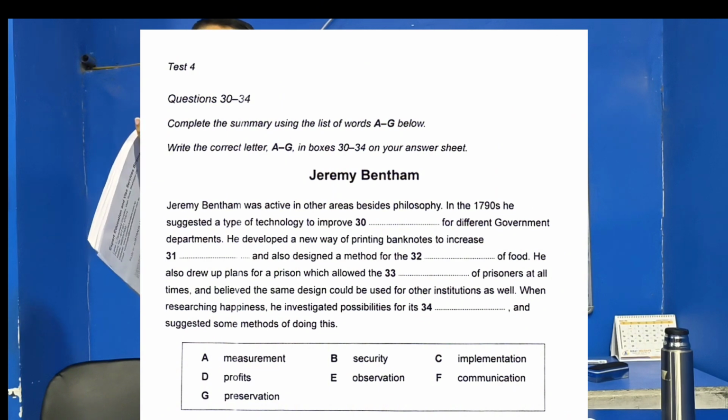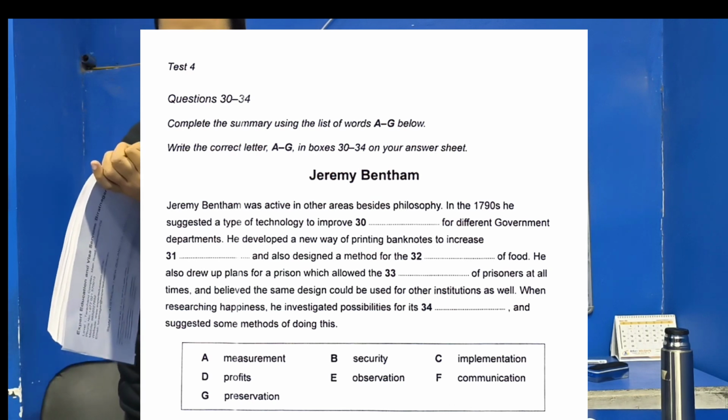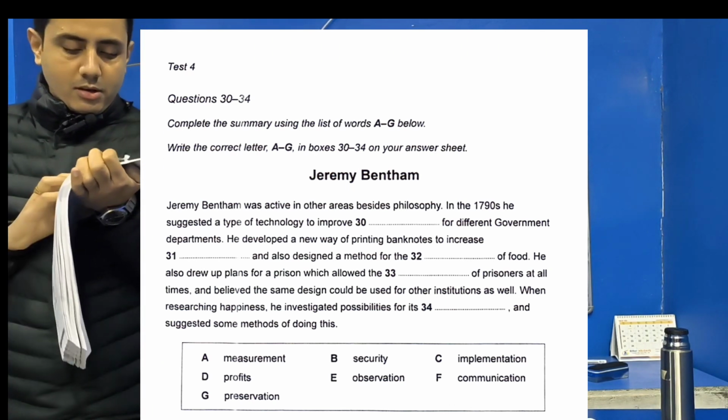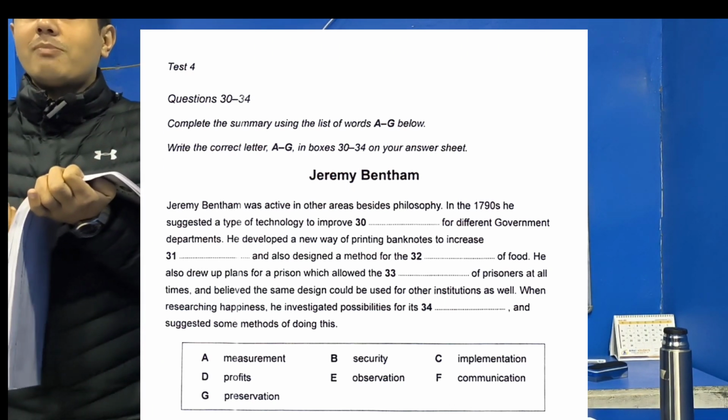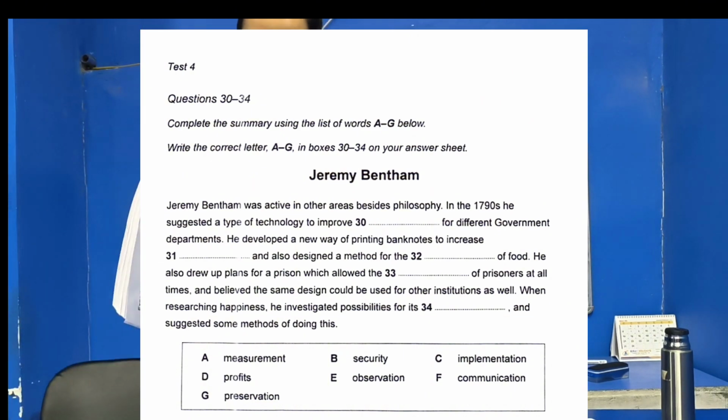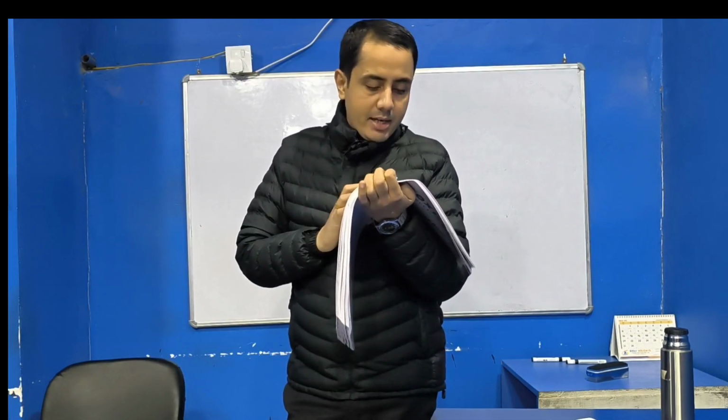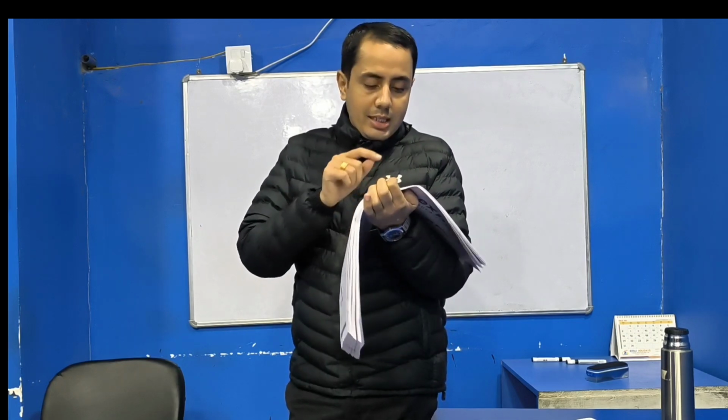When researching happiness, he investigated possibilities for its test. What do we do with happiness? Now the options don't make it clear anyway, and suggested some methods of doing this. So these are the questions. Implementation, maybe.